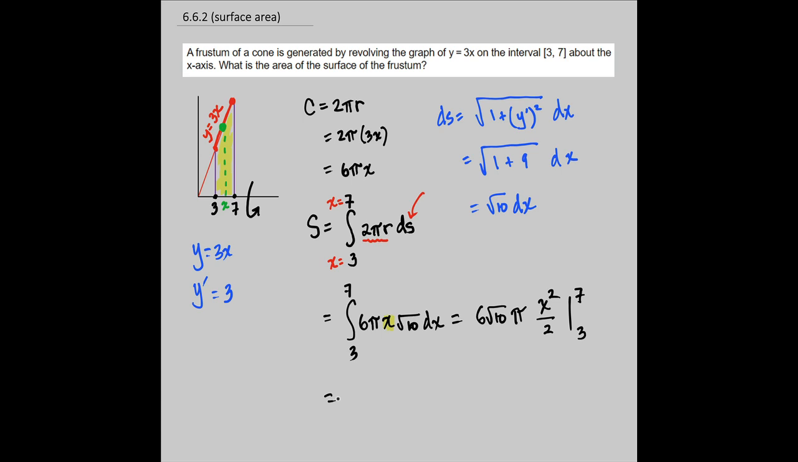And if we get our constants pulled together, that will be 6 divided by 2, which is 3, root 10 multiplied by pi, multiplied by 7 squared minus 3 squared. So we're going to end up with 40 in the parentheses, and 40 times 3 is 120 root 10 times pi. This will be the surface area.